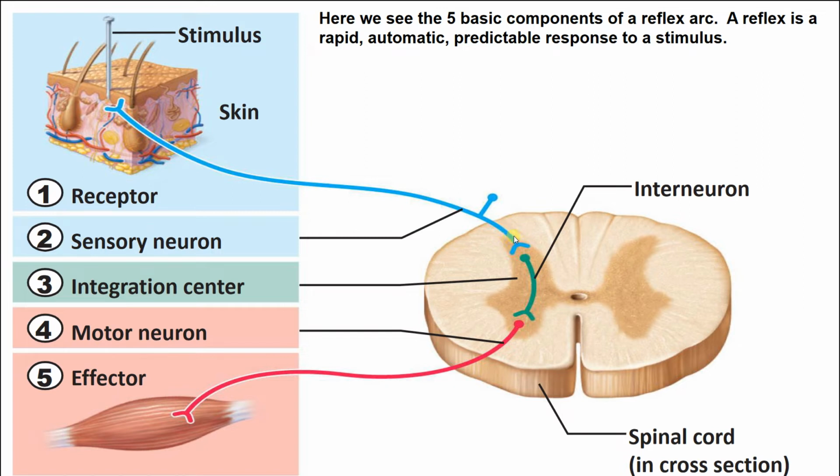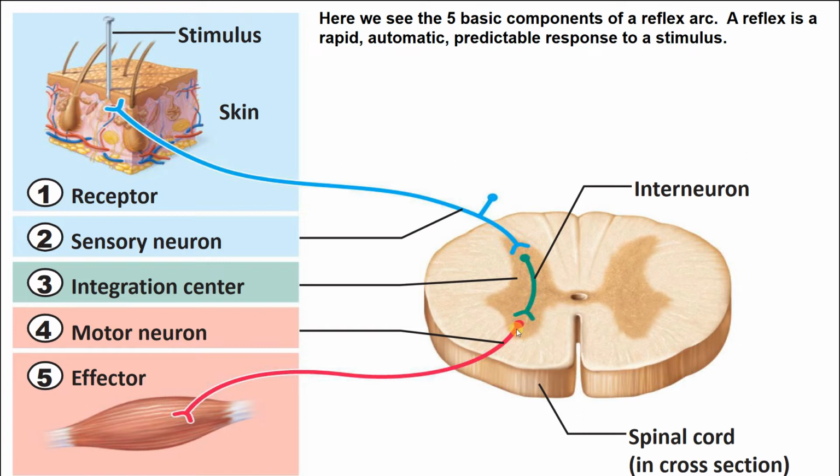Now in this particular reflex arc, we have the sensory neuron synapsing with an interneuron. And the interneuron is acting as the integration center. The interneuron is processing the information from that sensory neuron and, quote unquote, making a decision to tell the next player in our sequence. Now, you don't always have to have an interneuron. Sometimes you can just have the synapse between the sensory neuron and the motor neuron.